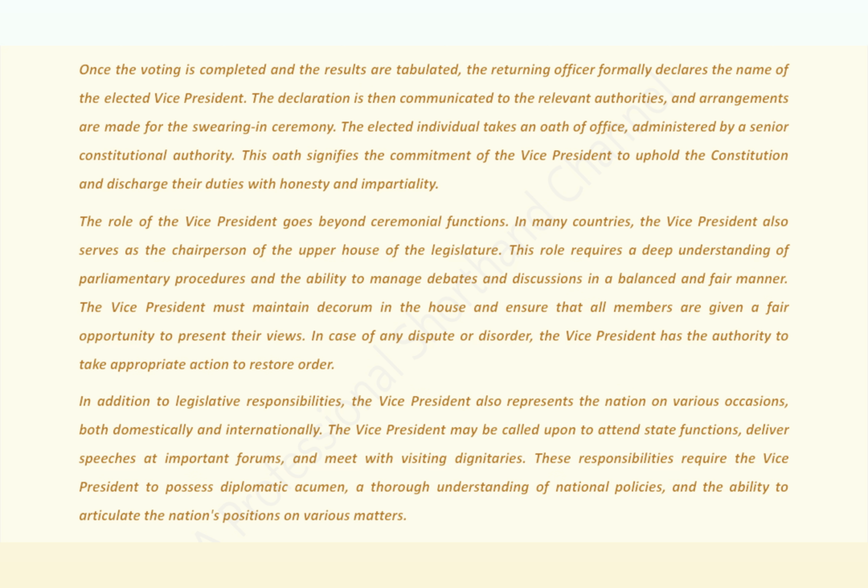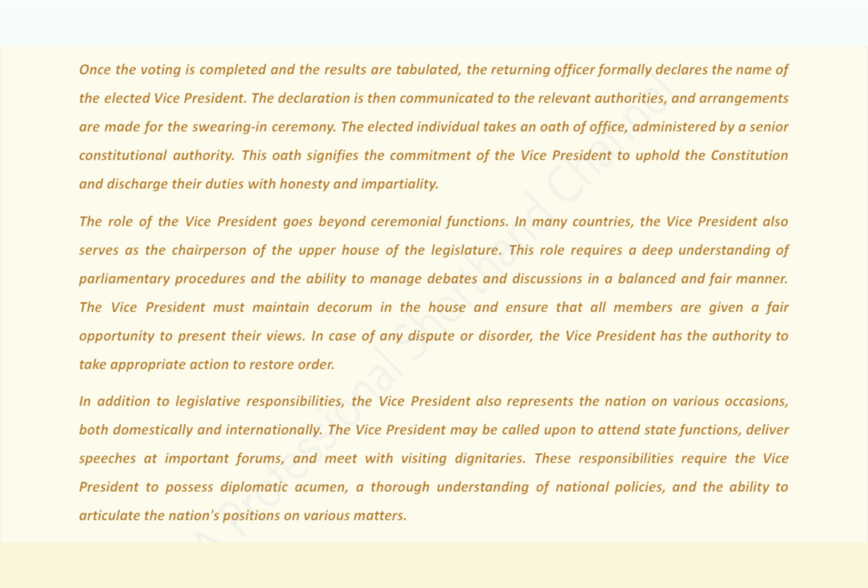Once the voting is completed and the results are tabulated, the returning officer formally declares the name of the elected vice president. The declaration is then communicated to the relevant authorities, and arrangements are made for the swearing-in ceremony. The elected individual takes an oath of office, administered by a senior constitutional authority. This oath signifies the commitment of the Vice President to uphold the Constitution and discharge their duties with honesty and impartiality. The role of the Vice President goes beyond ceremonial functions.